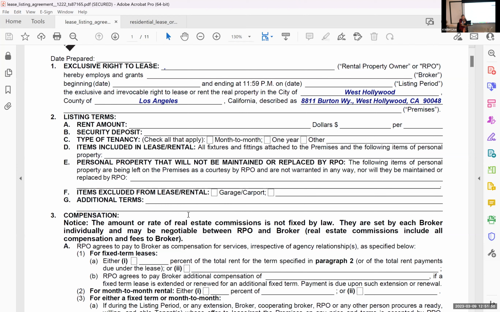Additional terms, again, anything that you need here. I can't remember if it's on the lease listing agreement, but I like to get into this before I get into the lease negotiation with the tenant involved: do you want them to carry renter's insurance? And if so, how much do you want them to have coverage for?